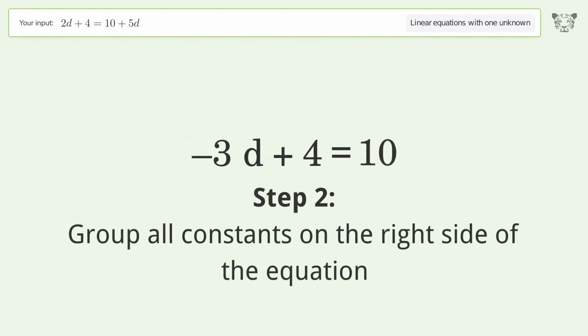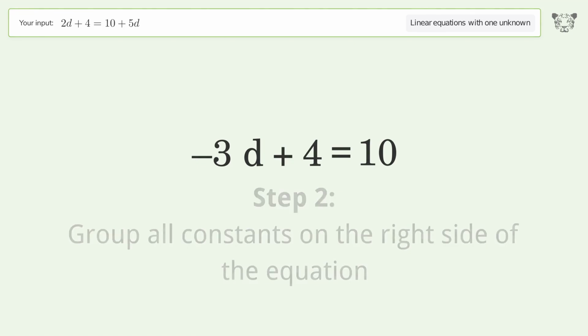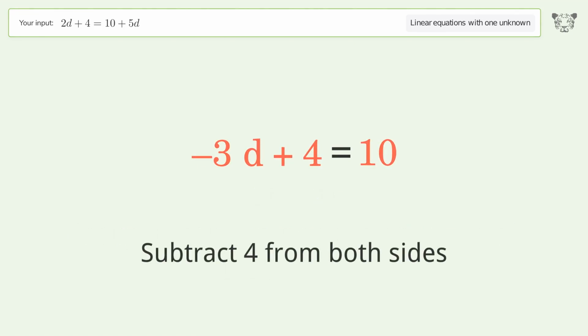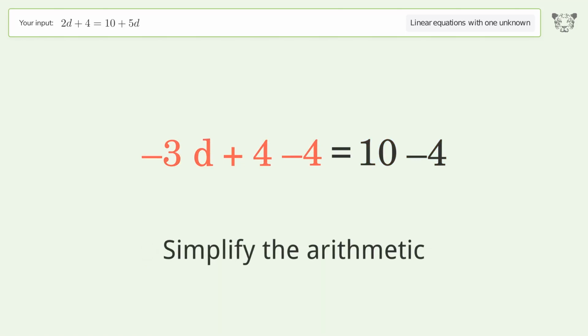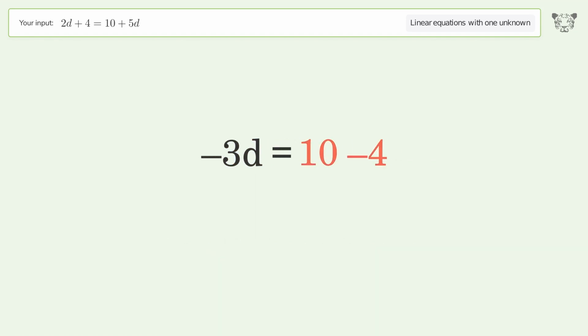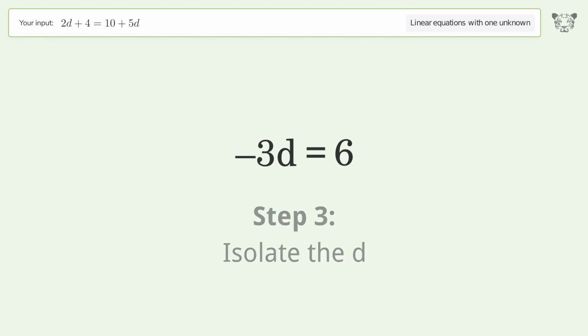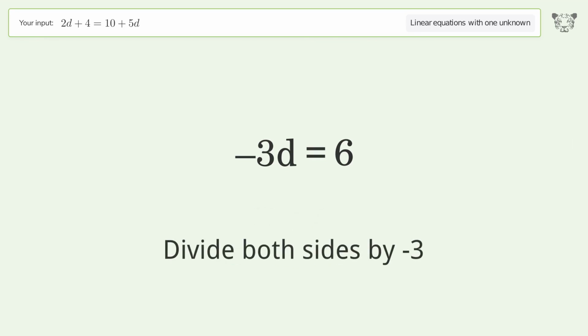Group all constants on the right side of the equation. Subtract 4 from both sides. Simplify the arithmetic. Isolate the d. Divide both sides by -3.